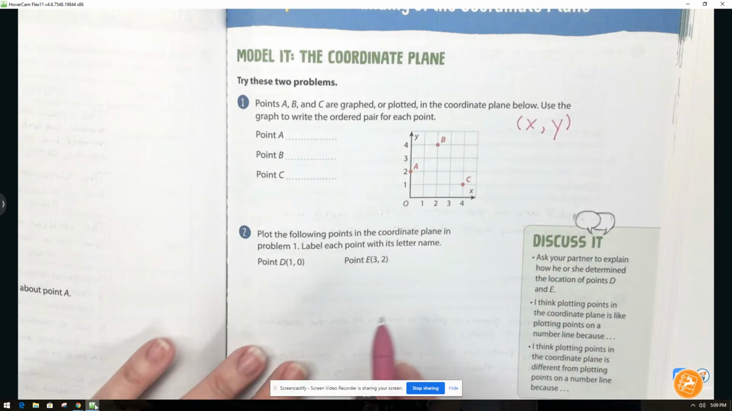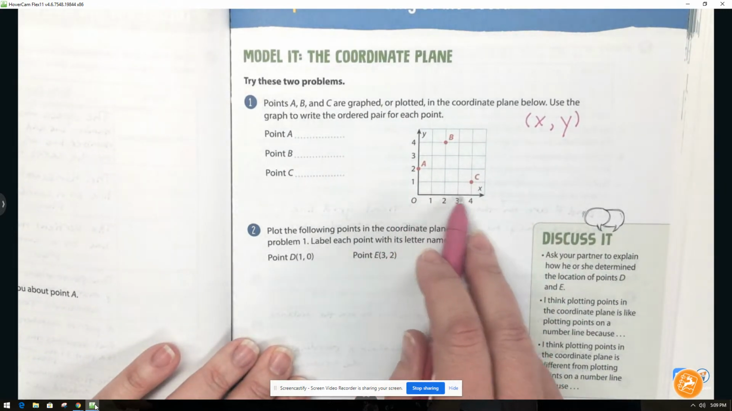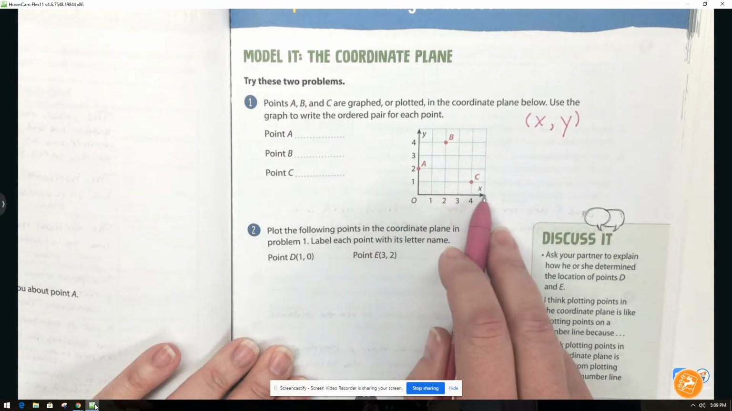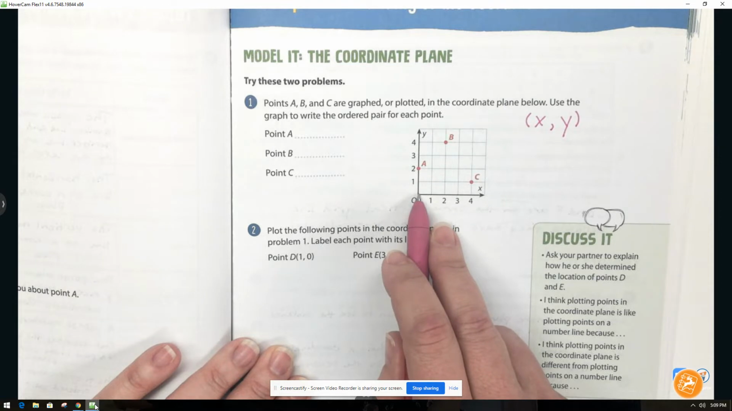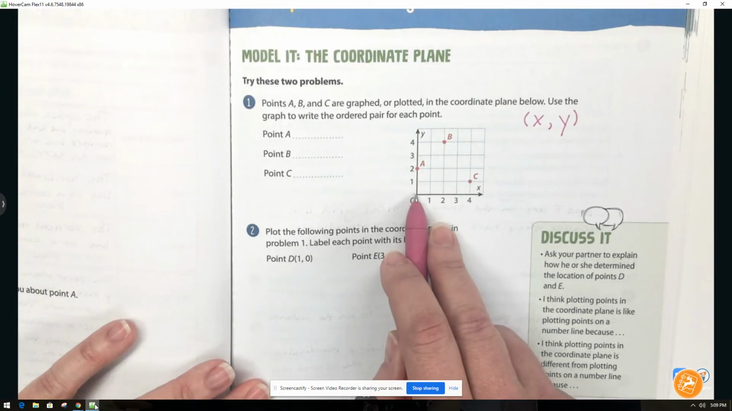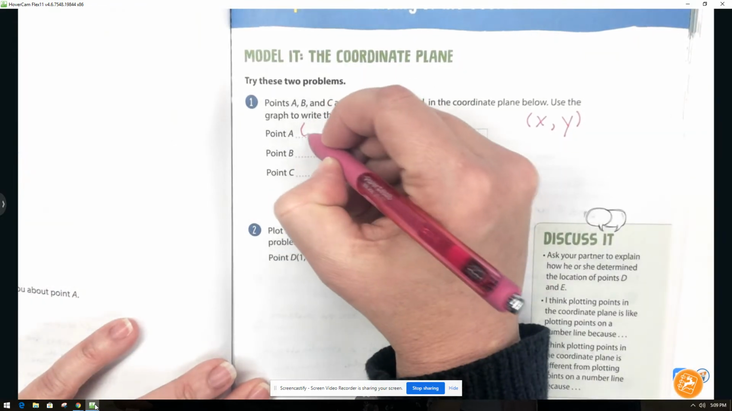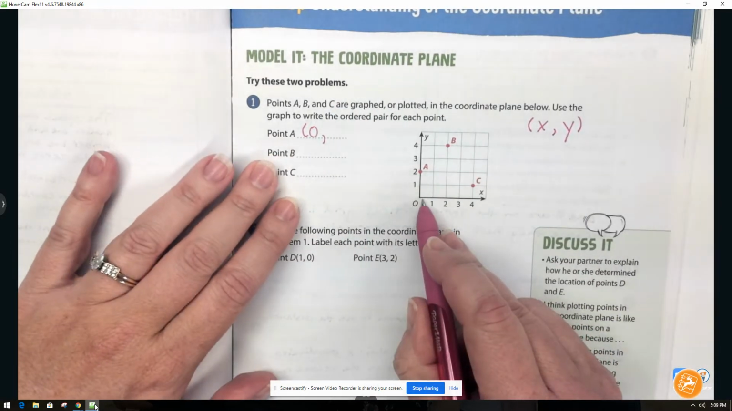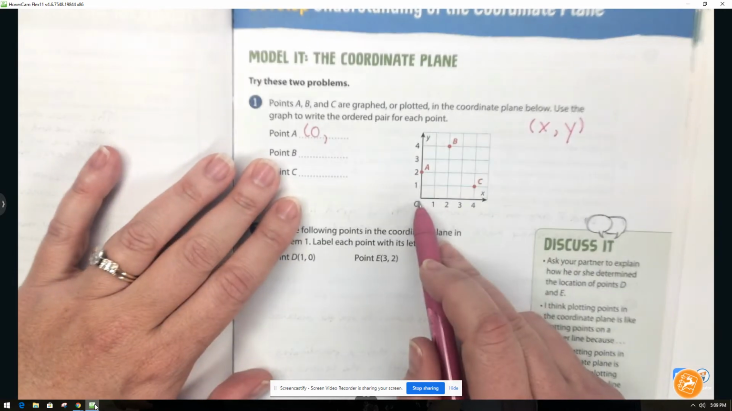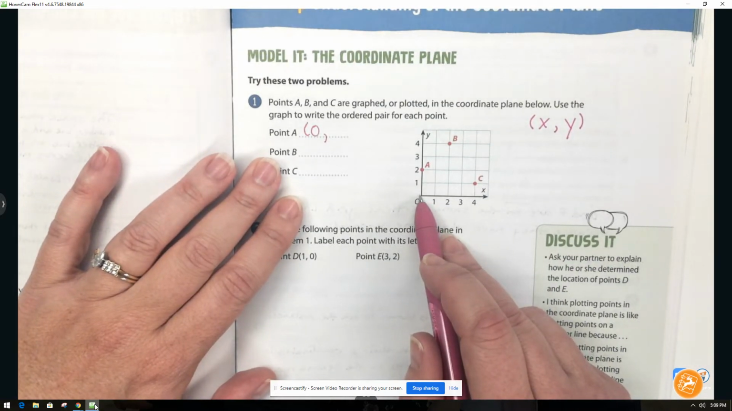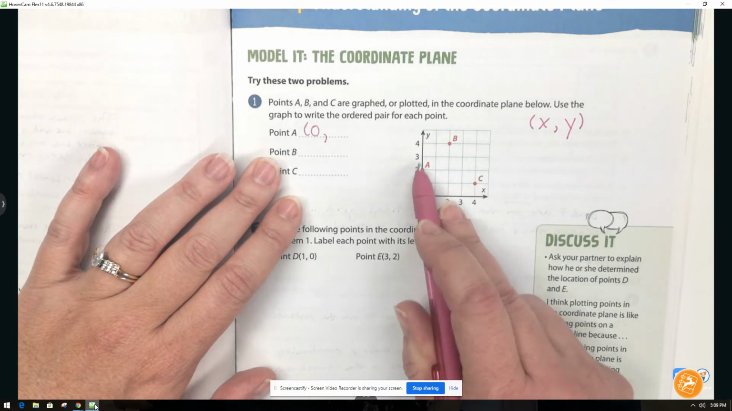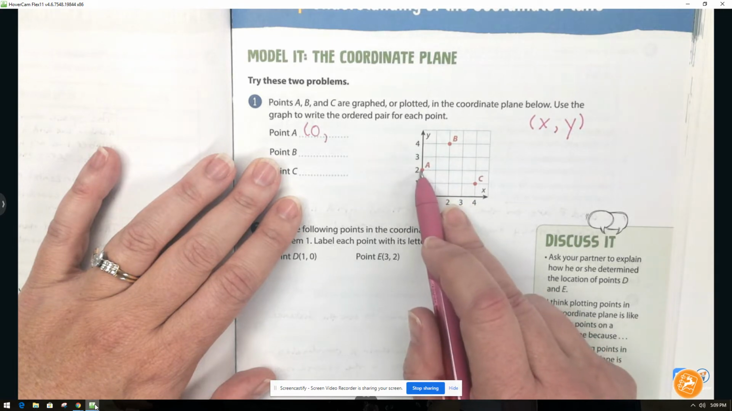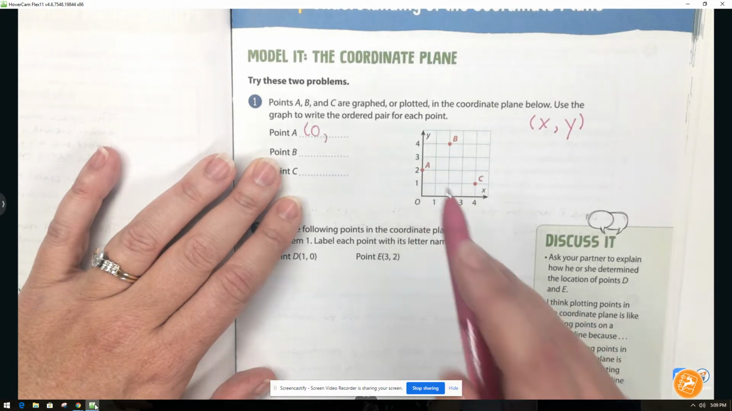To find the value of point A, for the x value, we're going to go to the x-axis and find what is the value of point A on the x-axis. We can see that point A is located at 0 because it's at the point of origin. And then the y-value for this one is easy because we're just going to see where on the y-axis point A lands. It's at the number 2.